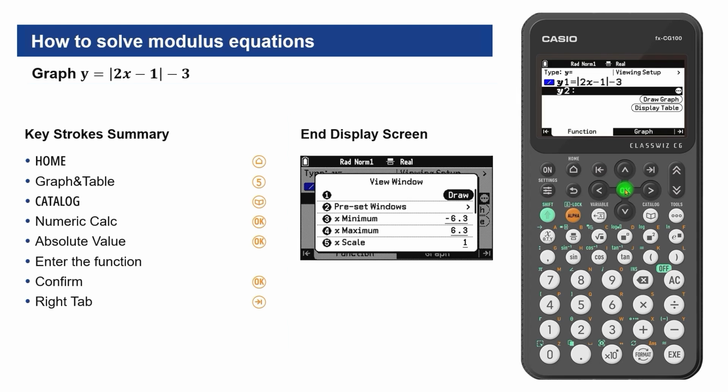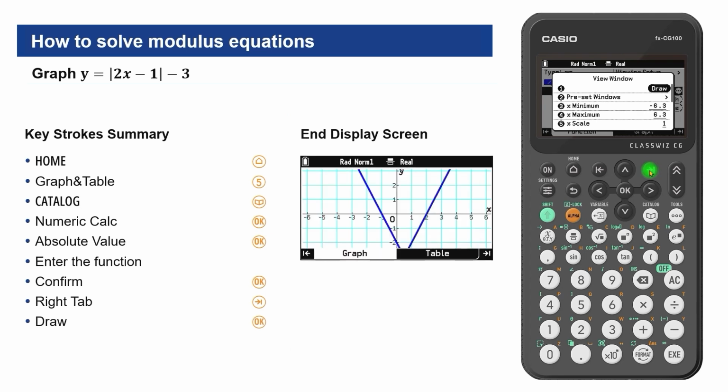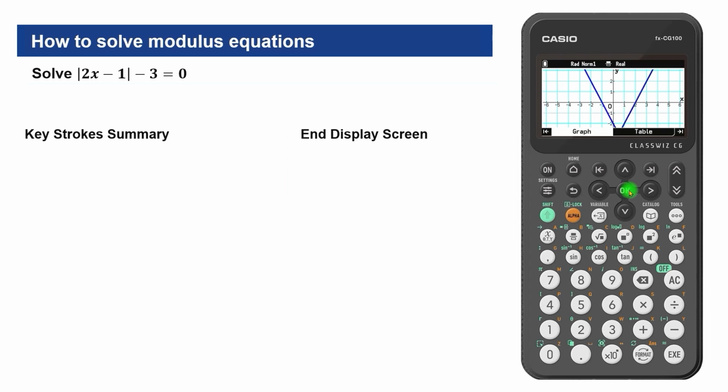To view the Graph tab, either tab right or select Draw Graph. The View window pop-up opens by default. Select Draw from the pop-up with OK or use the shortcut. To solve this equation, where the function is equal to 0, we can analyze the sketch.